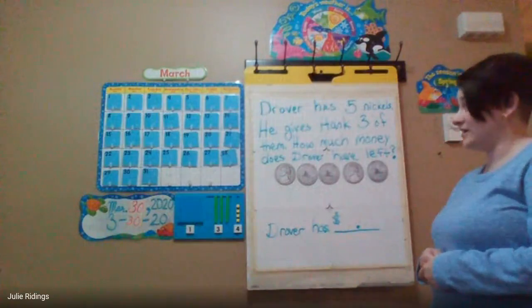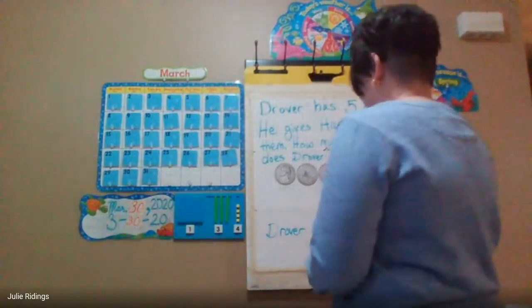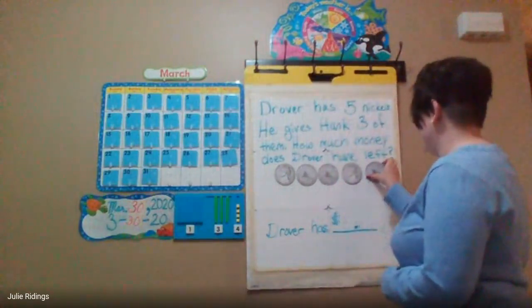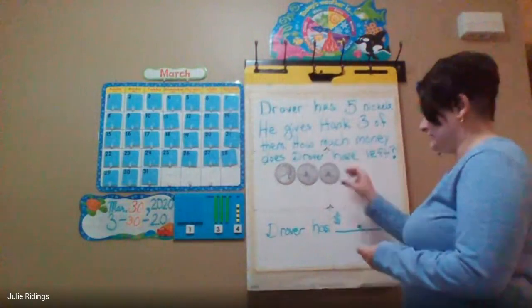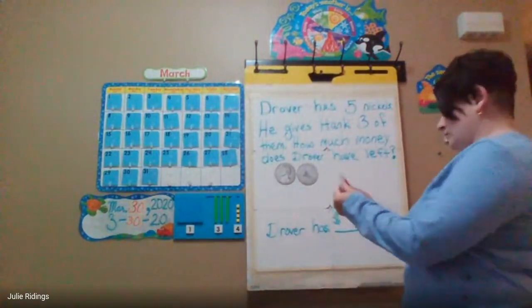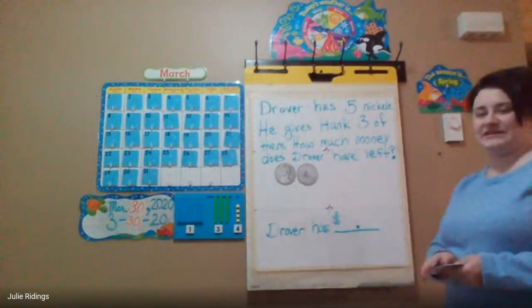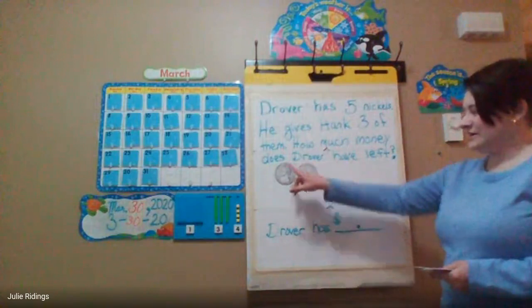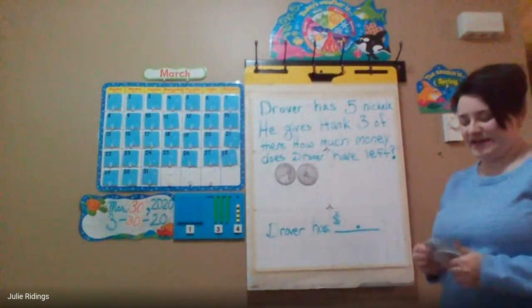He gives Hank 3. Drover, you better give me 3 of those nickels. Okay, Hank, here you go. 5, 10, 15 cents goes away to Hank. I'm rich. I'm broke. How much money does he have left? Drover has 5, 10. So Drover has 10 cents left.